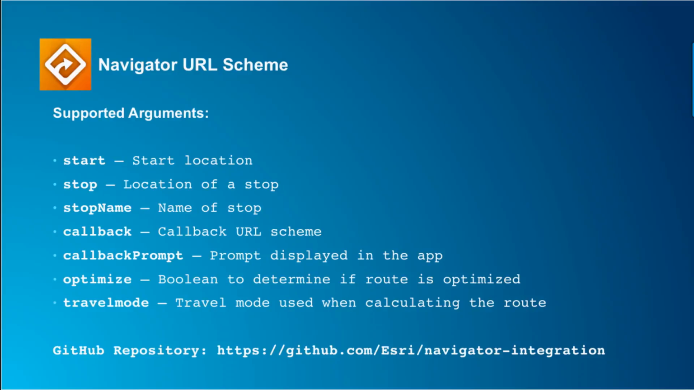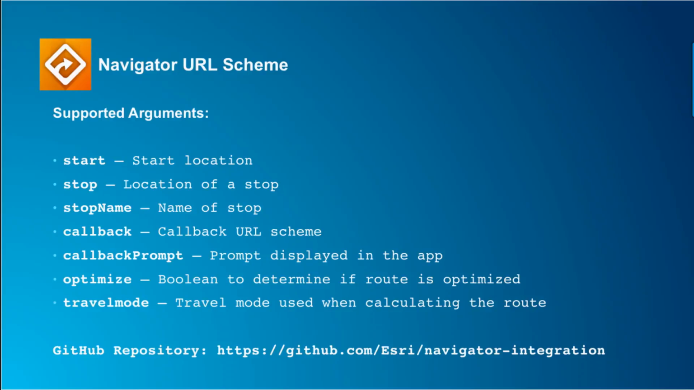A callback parameter. I didn't really touch on this too much, I didn't demo it, but it's a really interesting parameter. Basically, you could pass in the callback and a callback prompt for an app that actually calls that URL scheme, and after you're done navigating, Navigator will actually call that URL scheme back. So what it'll do is say, hey, do you want to return to the callback prompt? And then if you say yes or tap on that, it'll actually execute that URL scheme.